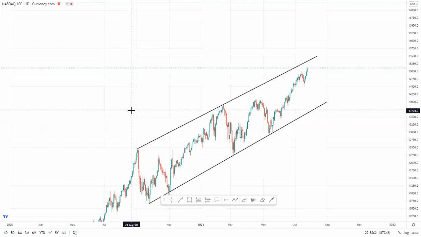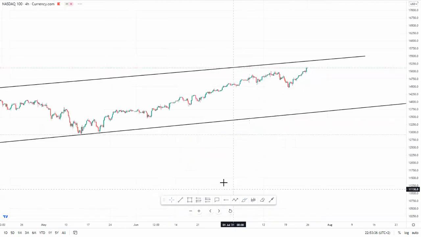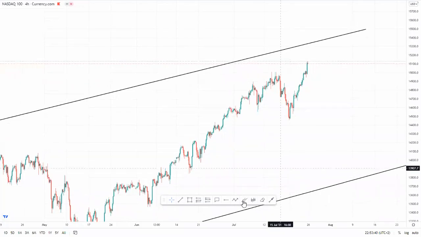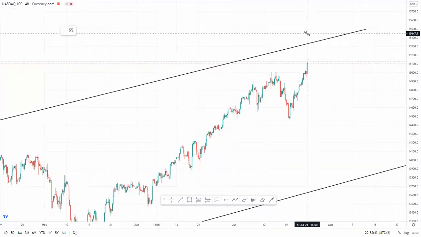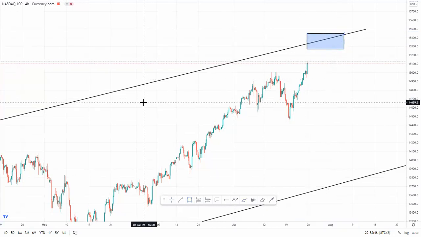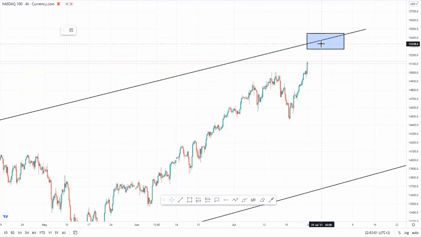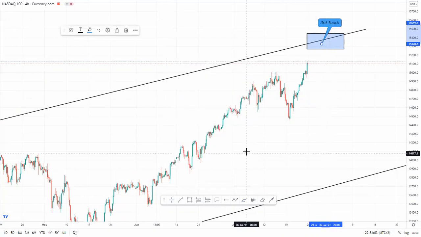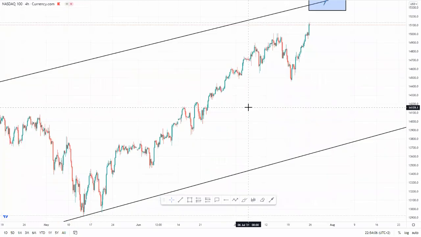Okay, so I'll go to my lower time frame, go deeper into the market. Okay, so we have established on the bigger time frame, and we're expecting the market to give us a third touch in that area there.